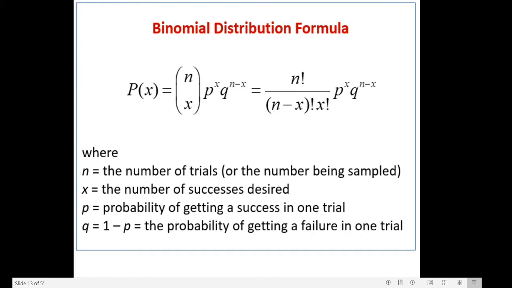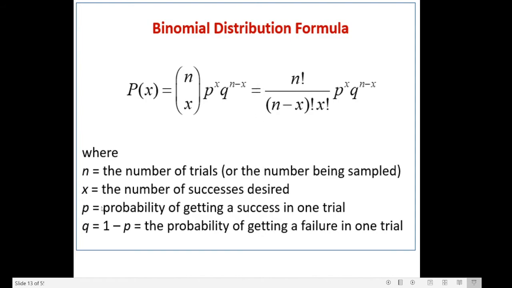The binomial distribution: P(x) equals nCx, in this format, p^x and q^(n minus x). Using these values, we can calculate n factorial by x factorial, n minus x factorial, p^x, q^(n minus x). What does n mean? The number of trials they did. The number of trials is mentioned here.